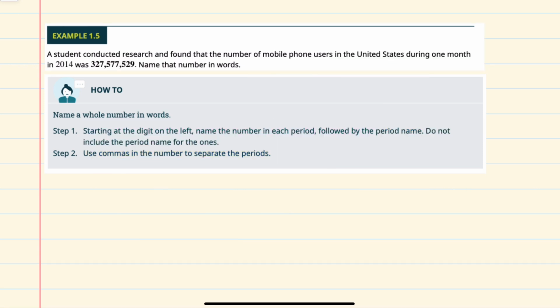And then moving to the second example. This example says a student conducted research and found that the number of mobile phone users in the United States during 1 month in 2014 was this number, and we're asked to name that number in words. So again, following these how-to instructions, we know to start with the first period and to write that period in words.